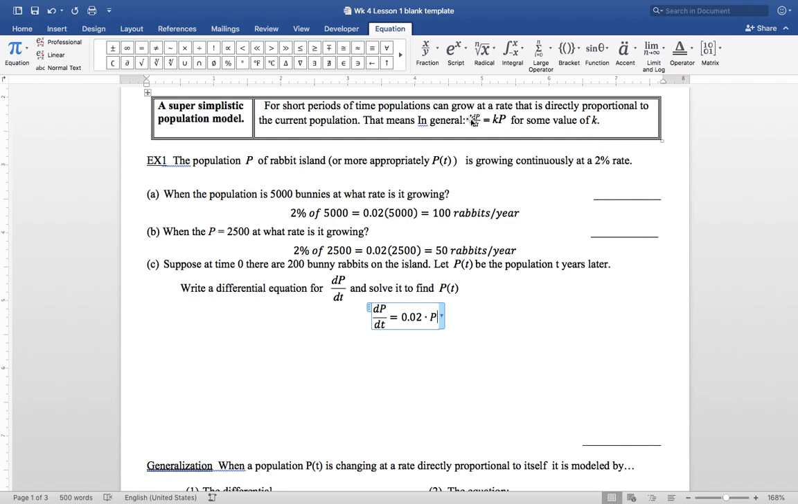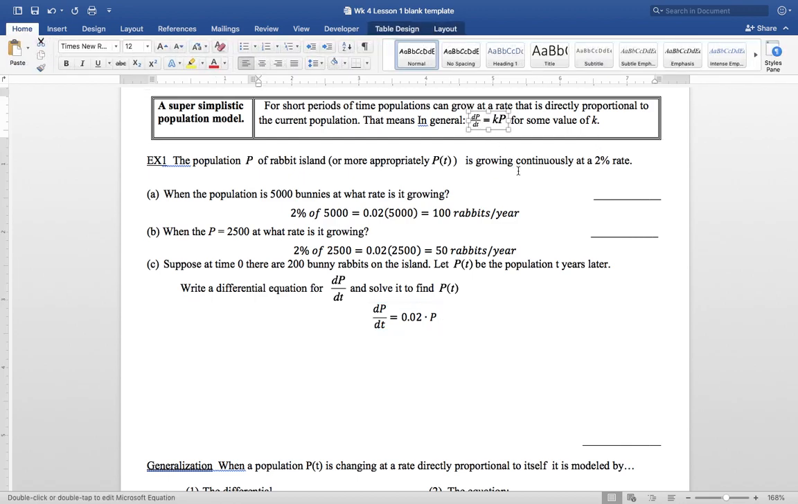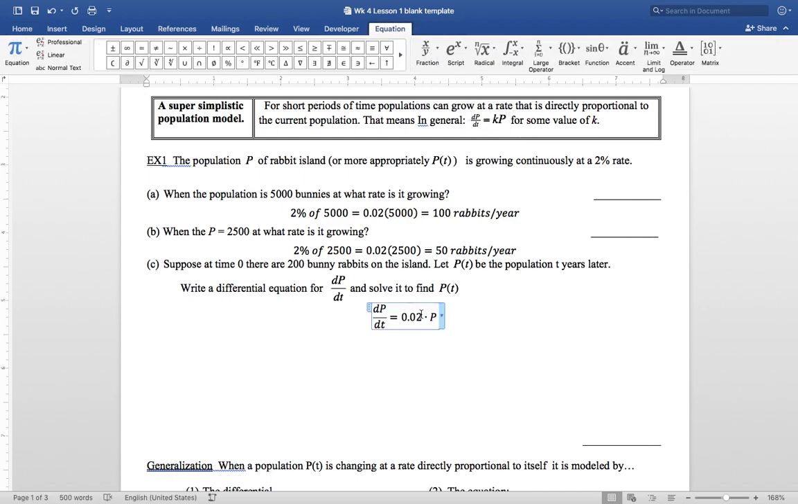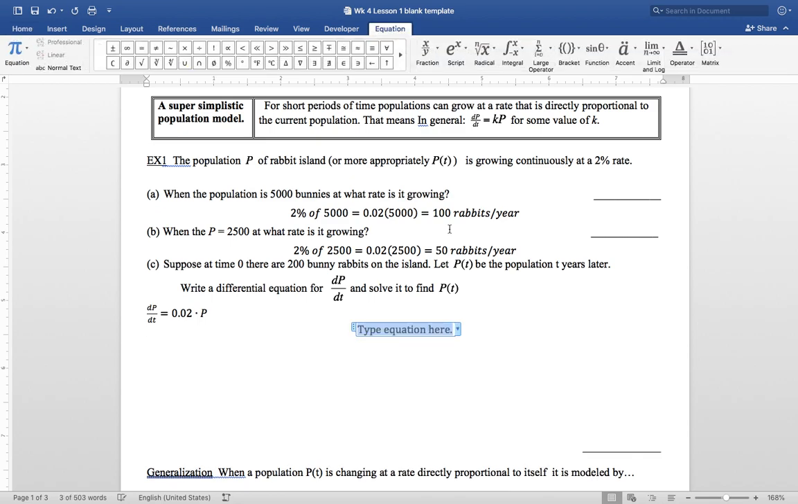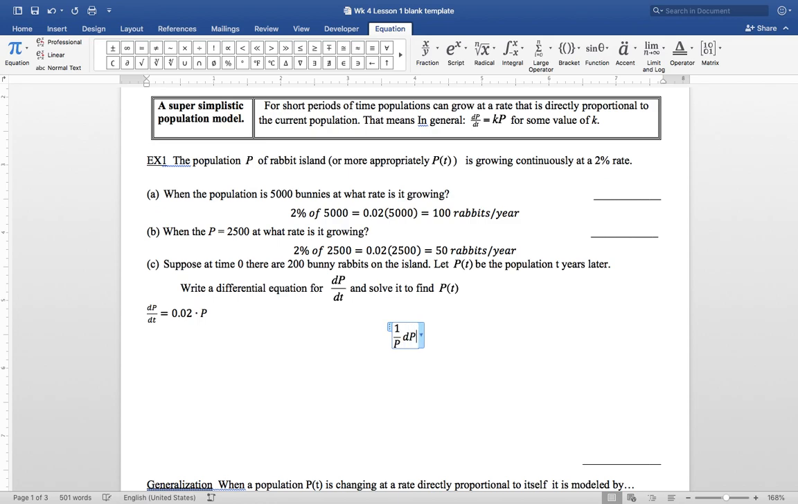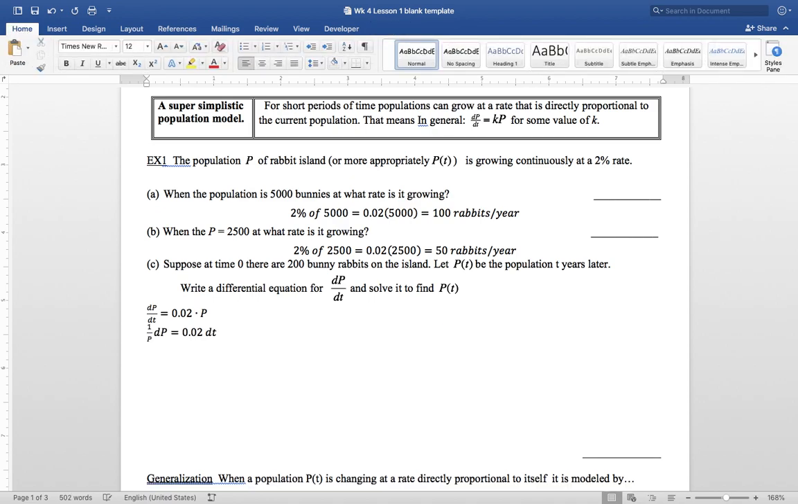And if you notice, it has this form right here: dP/dt is equal to k times P for some value k. In this case, k is 0.02. Now we're being asked to solve this differential equation. Well, that's pretty simple. We just have to separate the variables. In order to do that, I will multiply both sides by dt, and then also divide both sides by P. That will give me 1 over P dP is equal to 0.02 dt. So that's what happens if I divide both sides by P and multiply both sides by dt.